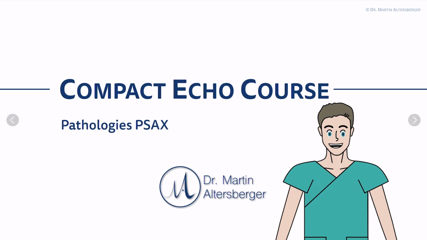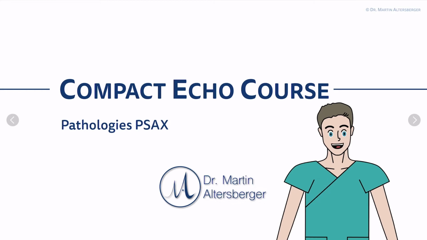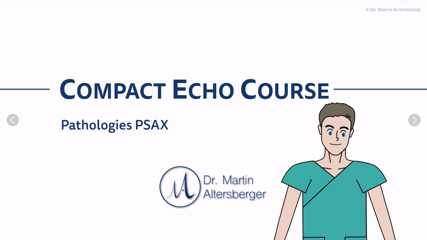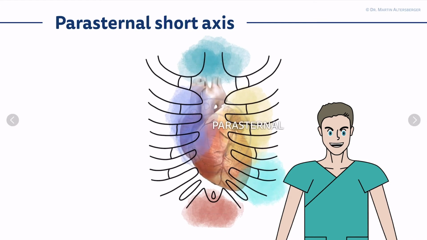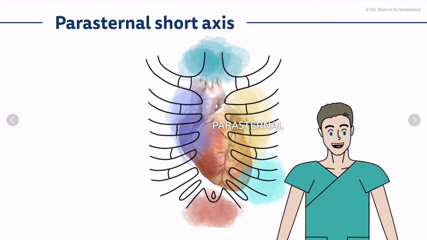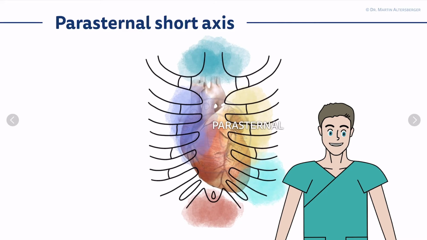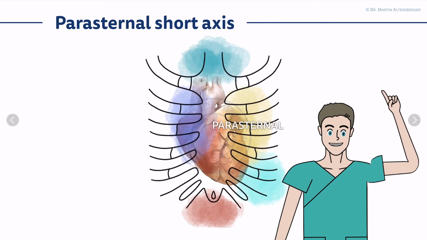In this part, we will discuss pathologies of the parasternal short axis view seen with B-mode imaging and color Doppler. If you haven't seen the normal anatomical findings of the parasternal short axis so far, and if you want to repeat, you can always click the box and go back to the other videos.